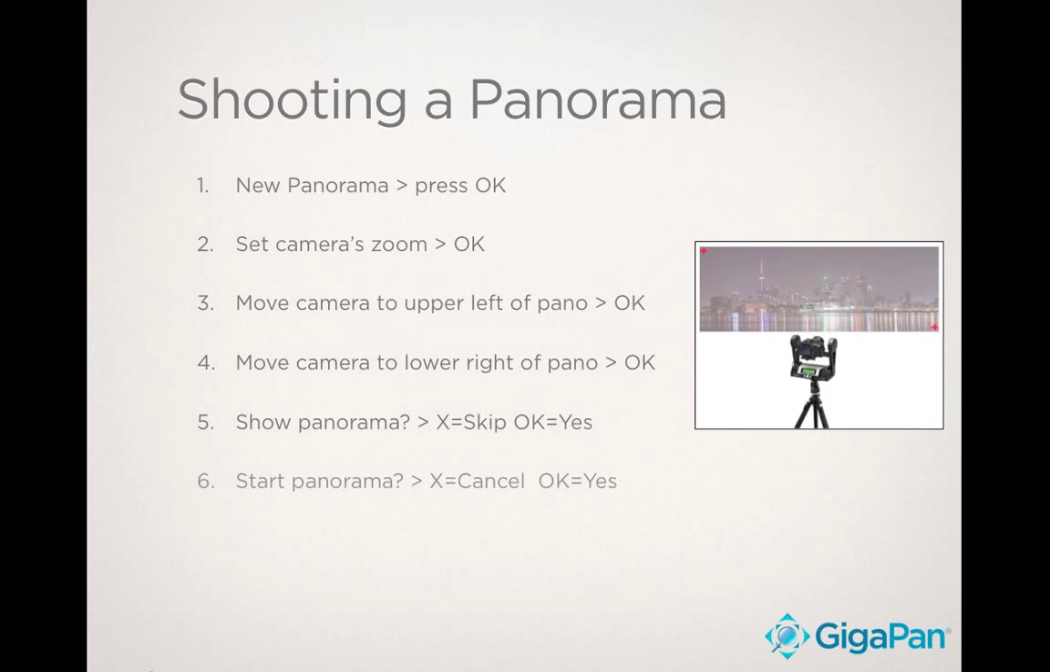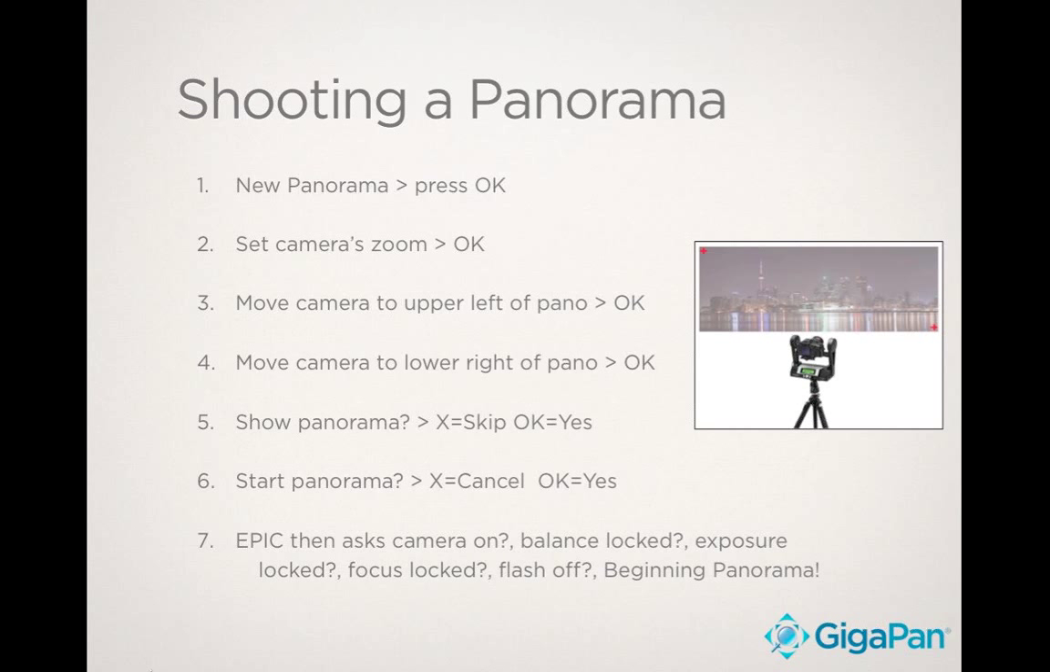You simply just go into New Panorama, you press OK, you set your camera's zoom. You've already done that, so you press OK. Now you just move your camera to the upper left-hand corner of your pano, move it to the lower, and then you press OK, and then move it to the lower right and set it. Now, show panorama, you can either skip this step or you can show it.